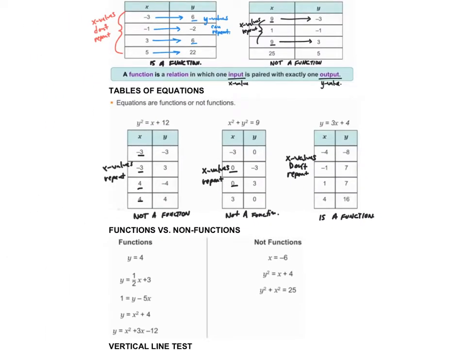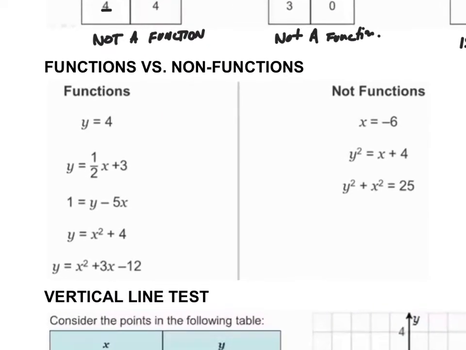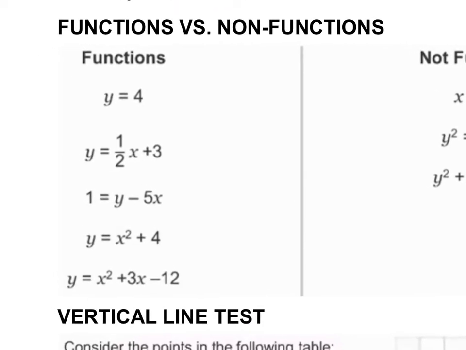So what we can look at are different equations. I want you to notice something here. In this table, we have functions versus non-functions. So I have the ability to look at equations and automatically tell if they are functions or not. And there's a difference between all of these functions and these that are non-functions.